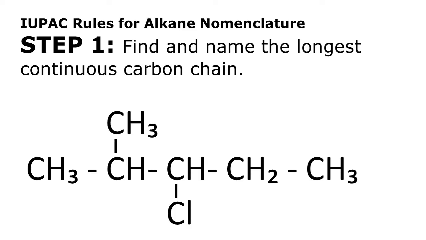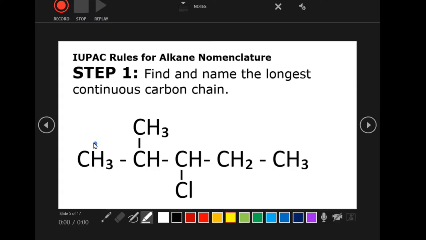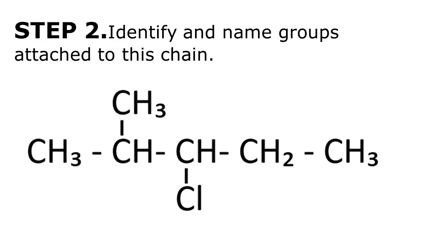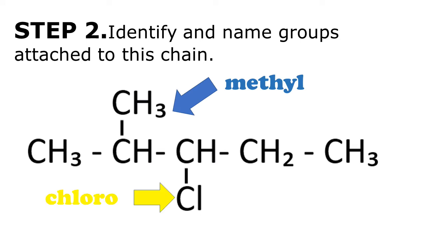Step 1. Find and name the longest continuous carbon chain. So for this example, this is its longest continuous carbon chain. This example has 5 carbons, so it's pentane. Step 2. Identify and name the groups attached to this chain. So for this example, the attached substituents are methyl and chloro.